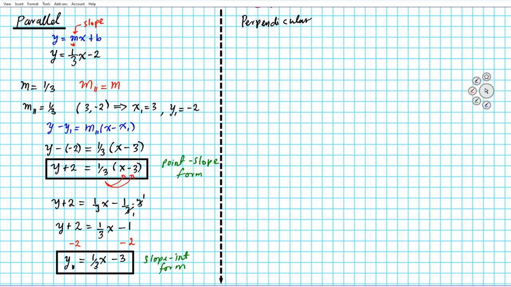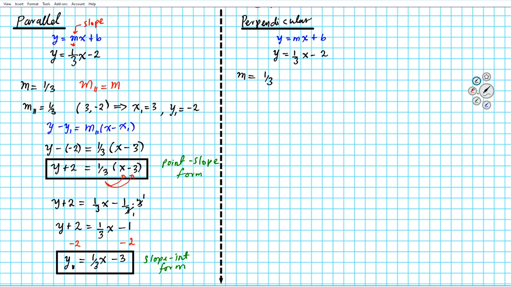Okay, so let's start by writing down the equation of the line that we're given, just like we did in the parallel situation. So we have y is equal to 1/3 x minus 2. So we know what the slope is here. If we put y equals mx plus b, remember that the slope of a line in slope intercept form is the coefficient of x. So the coefficient of x is 1/3.